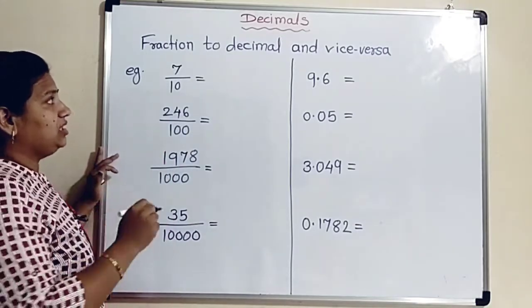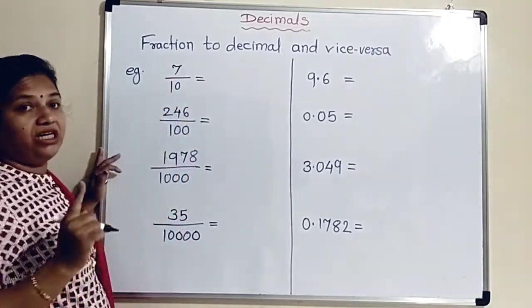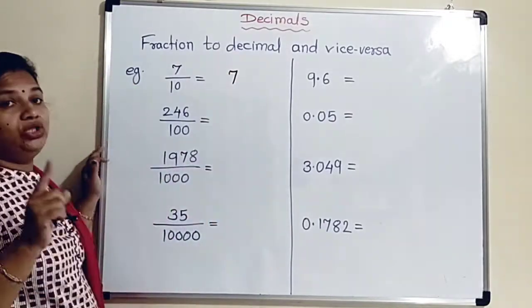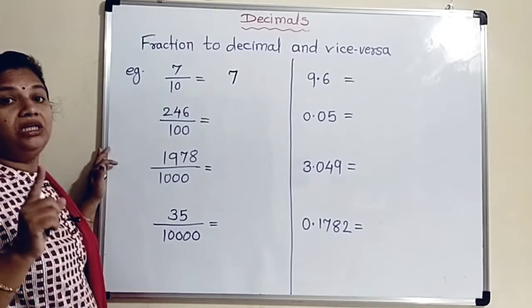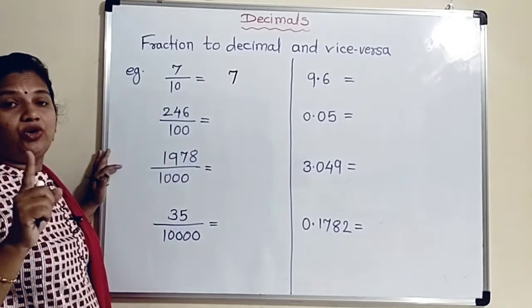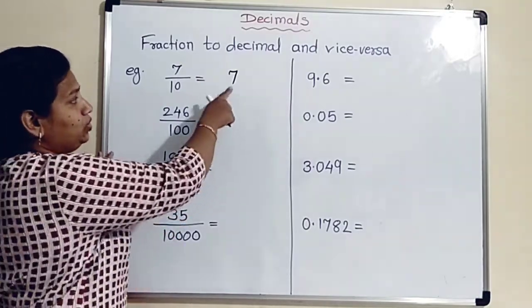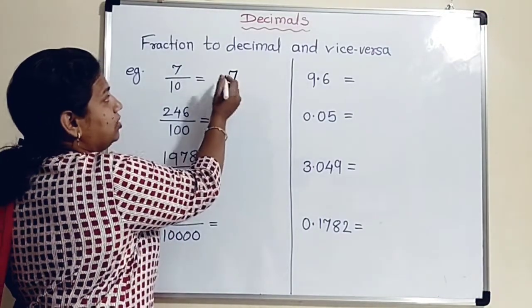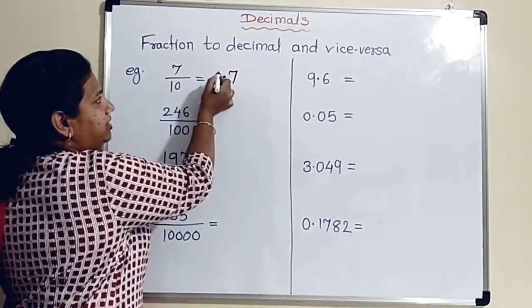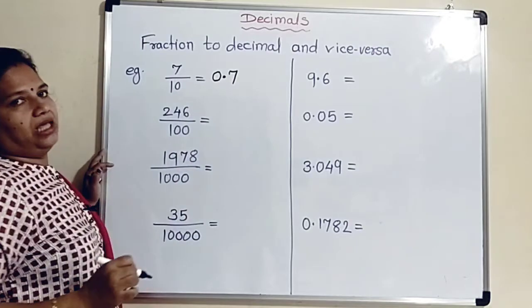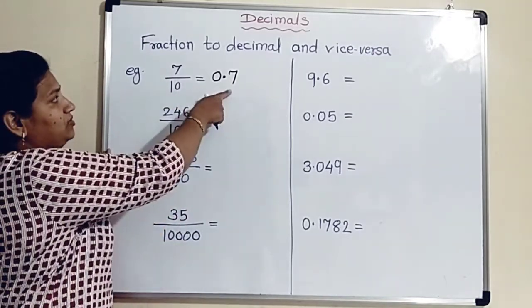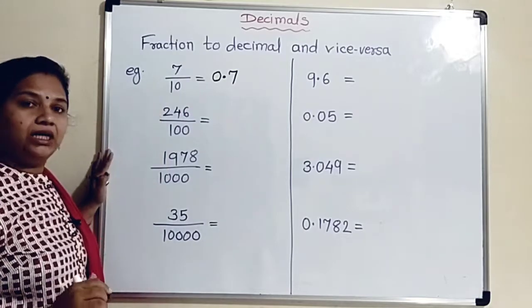So the first thing you have to do, what is in the numerator, just write it as it is. Now check in the denominator how many zeros are there after 1. So here 1 is followed by only 1 zero. So counting one place, put the decimal point, right? And add a 0 as there is nothing. So 0.7 is the decimal conversion of the fraction 7 by 10.